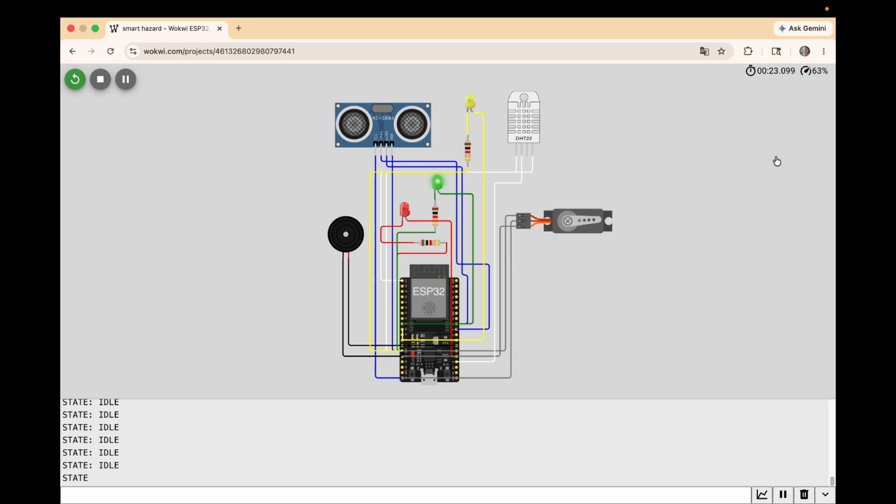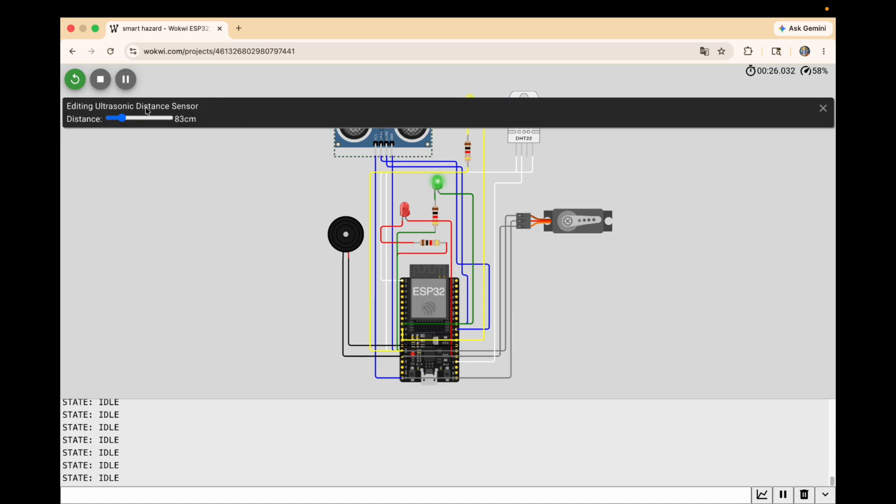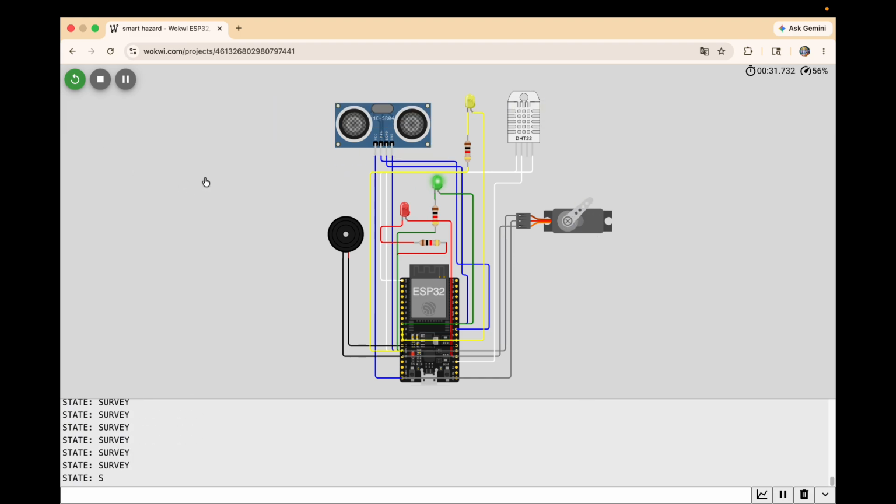Moving on to the next one, we're going to see the survey state. For that I'm going to reduce the distance. Okay, so as you can see now, when the ultrasonic sensor detects a nearby object, the system transitions into survey mode. In this state, the servo motor scans the environment to simulate active hazard monitoring behavior. And at the bottom you can see the state is survey, as I said already.